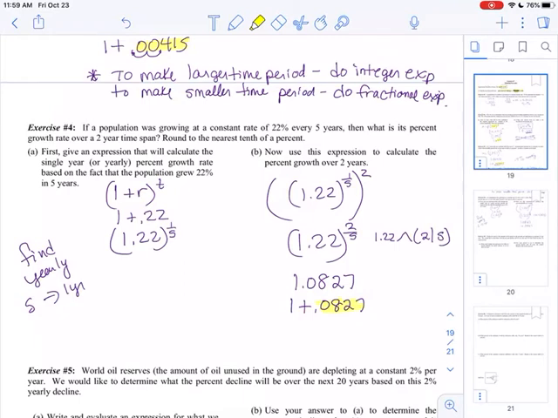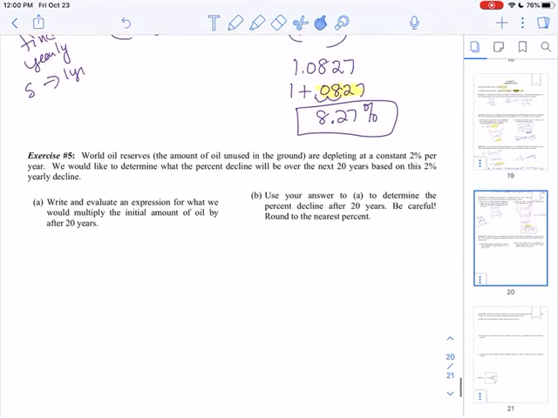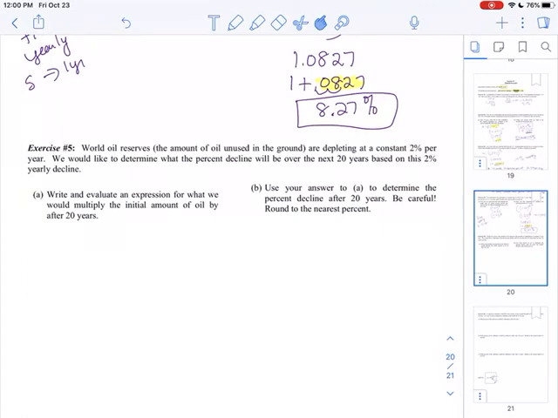And now, so this is really 1 plus 0.0827. And this part right here is my rate. All right, so then I'm going to take that and move my decimal back over. So I have 8.27%. Not too bad.